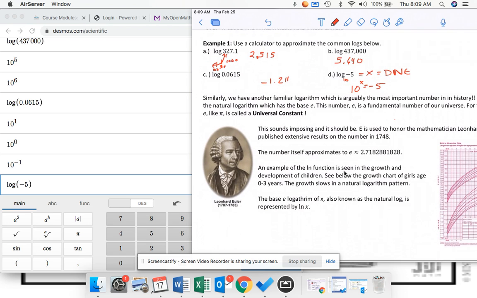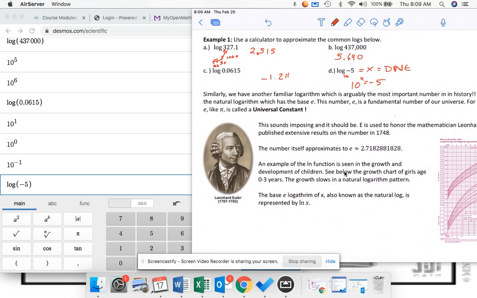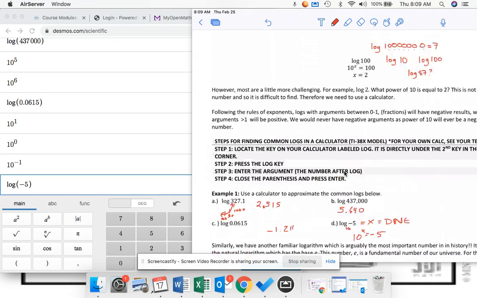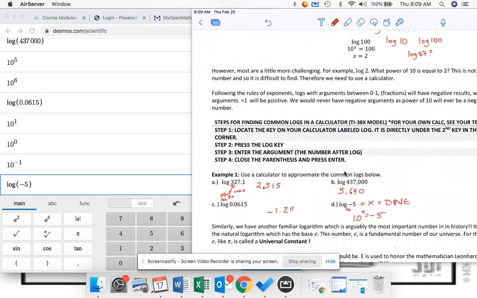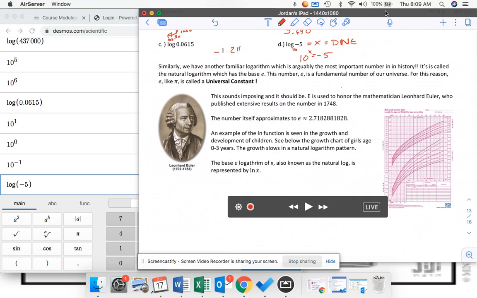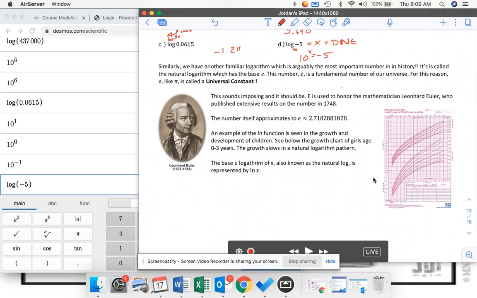All right, let's talk about another one that is also very commonly used. It's called the natural log. So this is the common log, the first one we're talking about, because it's just so common. The natural log is more of the one you find in nature. I think a really cool example of that is something that you didn't know you were growing up with. This is actually the curve of an infant's growth chart.